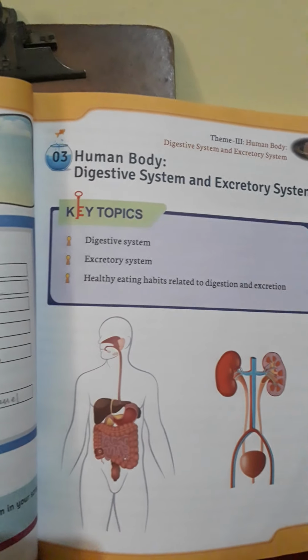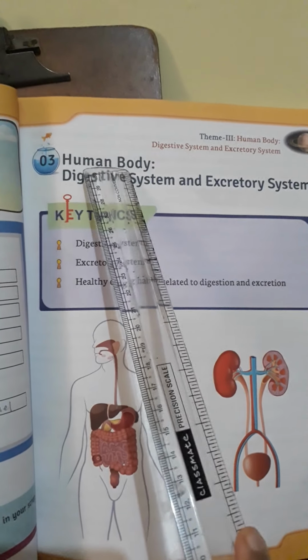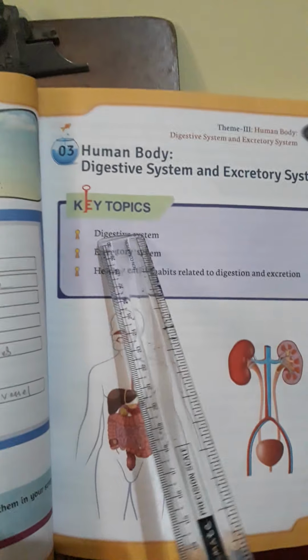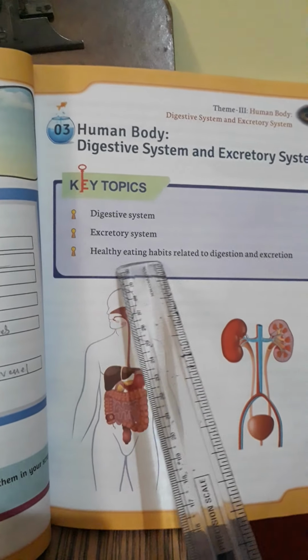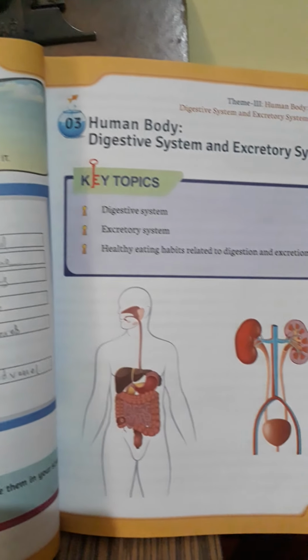Hello children, we are on lesson 3 of science class 4. This is human body, digestive and excretory system. Let us see the key topics. First is digestive system, then excretory system, healthy eating habits related to digestion and excretion. Let us begin the lesson.